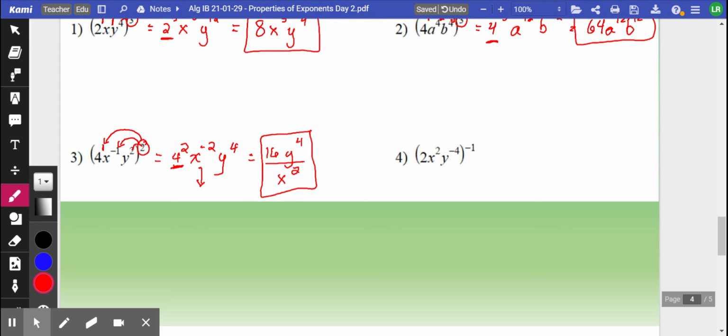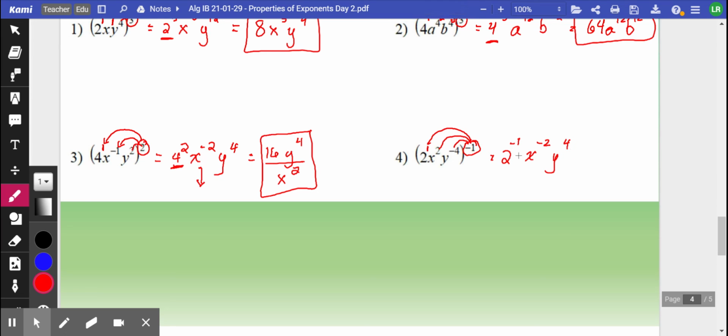Last but not least, number 4. Okay, this 2, remember, has an exponent of 1, and this is the power property. So for the 2, negative 1 times 1 is negative 1. For the x, negative 1 times 2 is negative 2. And for the y, negative 1 times negative 4 is positive 4.